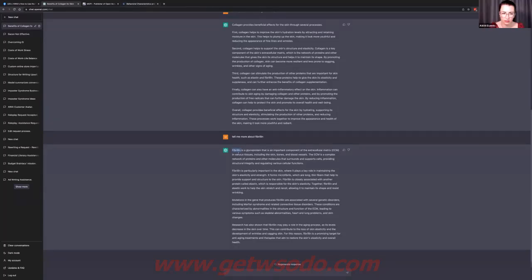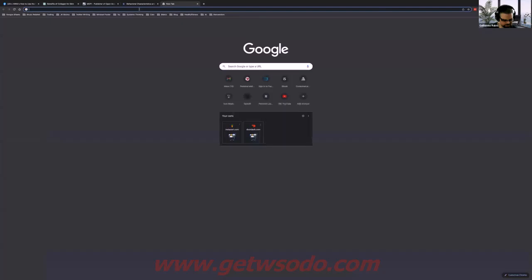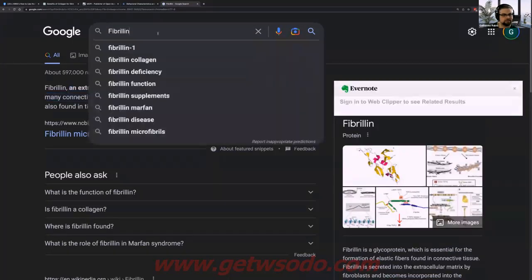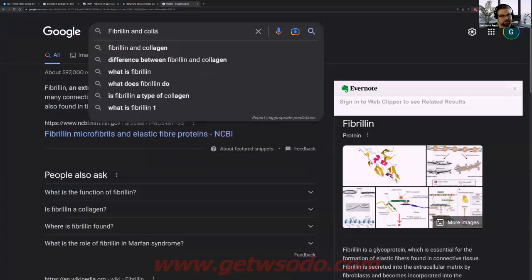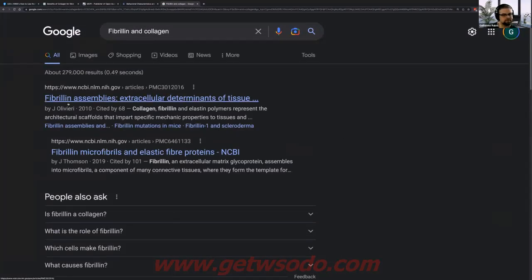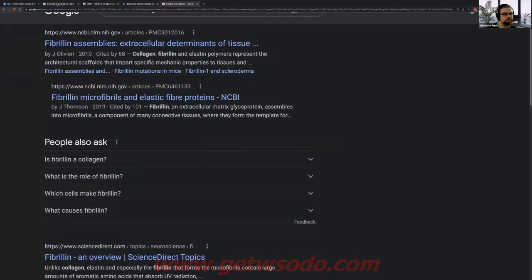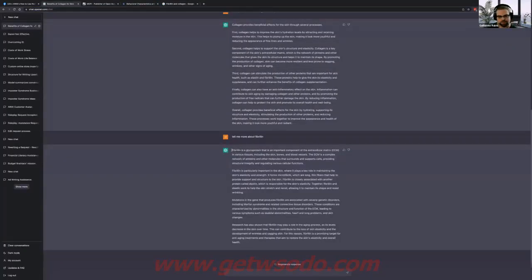But in this case, I would look for fibrillin. Is that a real thing? I would just type in fibrillin. Okay, so it is. And I would type in fibrillin and collagen. So it's a real thing, right? So in this case, I would actually read this now more intently, and use it in a promo, because now I can talk about fibrillin, and I can go to Google and look up studies and find journals about fibrillin.